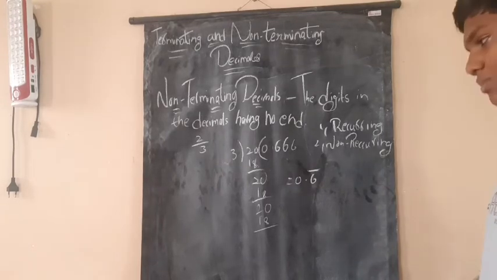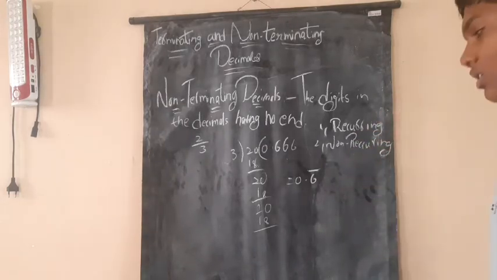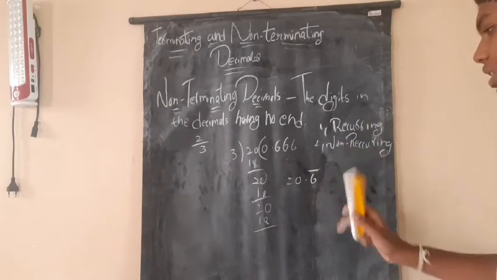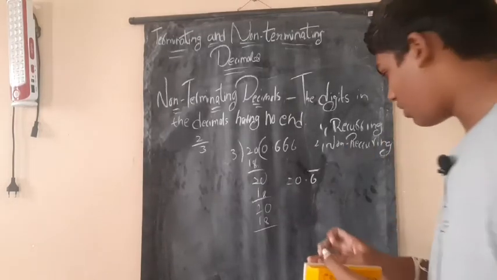Non-terminating recurring decimals: two or three numbers are still repeating, those that have bars. So if a bar is there, it means recurring. If a bar is not there, it means non-recurring. Now let us see one example of non-recurring.